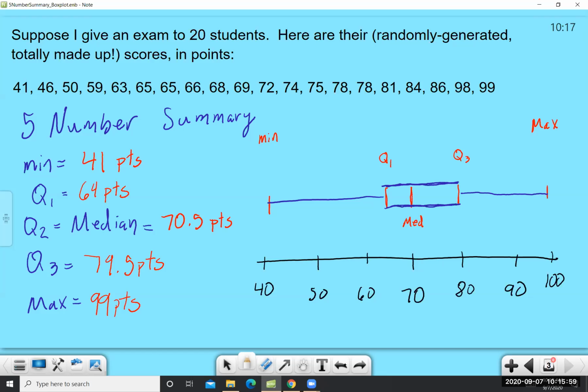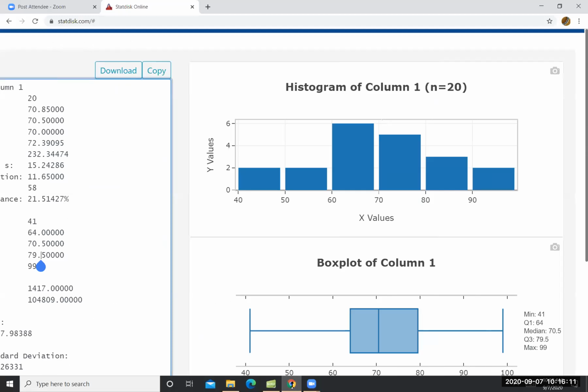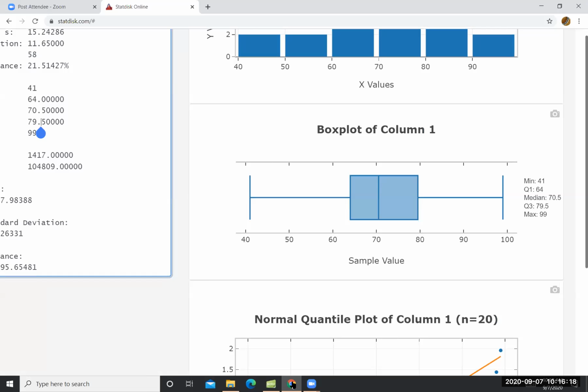So there is how you use StatDisk to find your 5-number summary and how you draw your box plot by hand. By the way, if you ever want to double check your box plot, there it is. StatDisk has it for you right there. And you can even download it as a PNG. So there you have it.